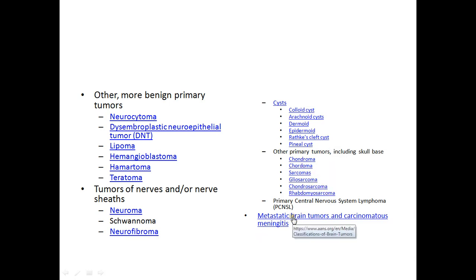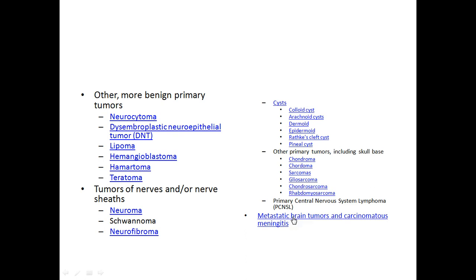As I said, the tumors can occur somewhere else, like a tumor can be in the lungs or it can be in the gut. So it can spread from there and come to the brain in the form of metastatic brain tumor.